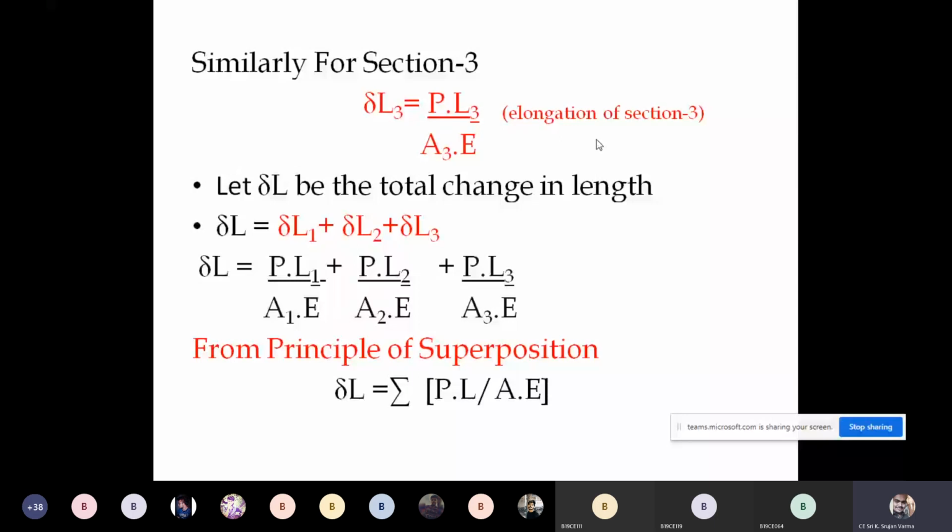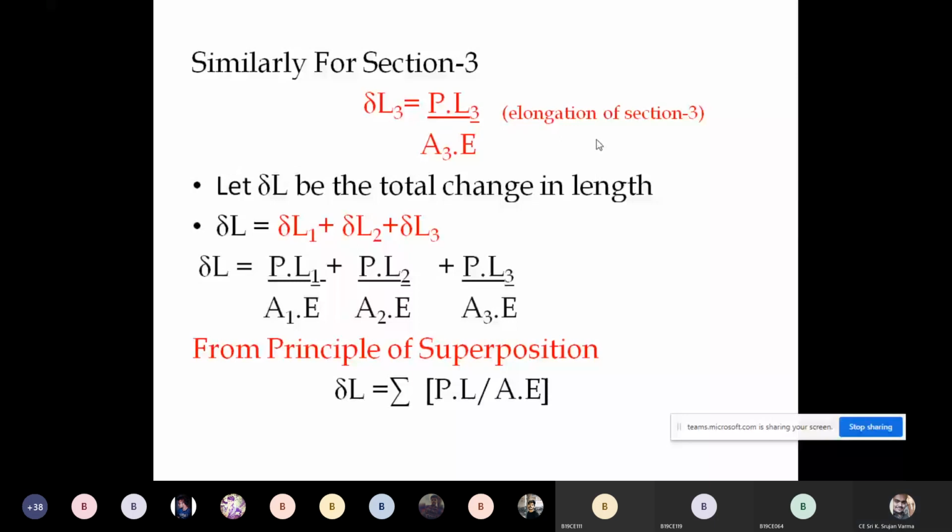Now a question to you all. If Young's modulus of the first section, second section and third section are totally different, then what will happen? The formula will be the same, but PL by A will be a constant. P into L divided by A will be a constant, and you have to take E separately: 1 by E1 plus 1 by E2 plus 1 by E3.